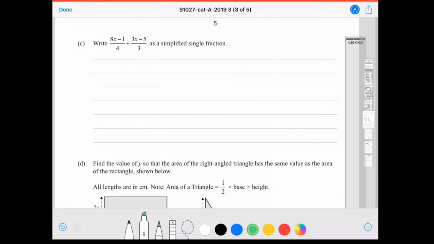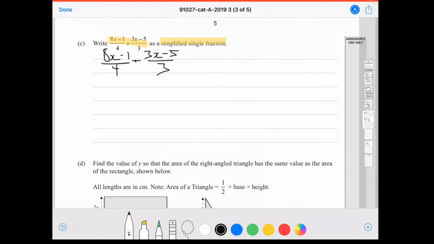So, question 2c, we've got: write 8x minus 1 over 4 plus 3x minus 5 over 3 as a simplified single fraction. So we're combining these two fractions into a single fraction. Let's first write out the question. 8x minus 1 over 4 plus 3x minus 5 over 3.